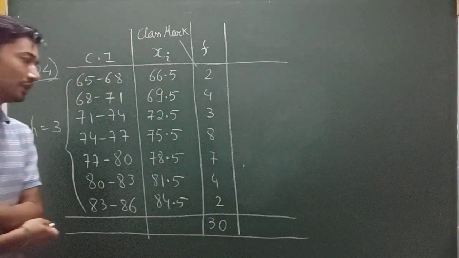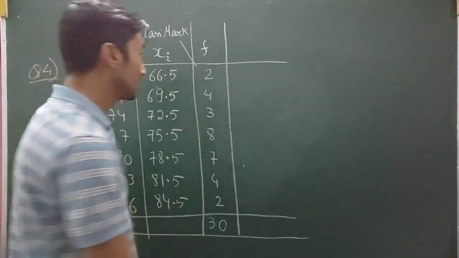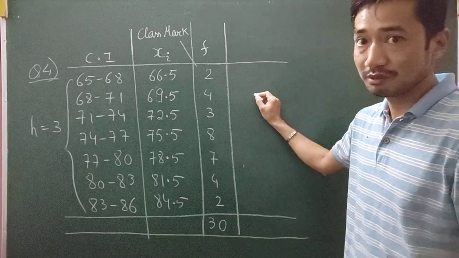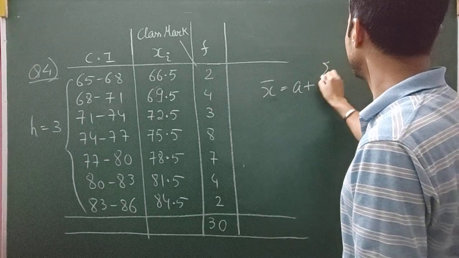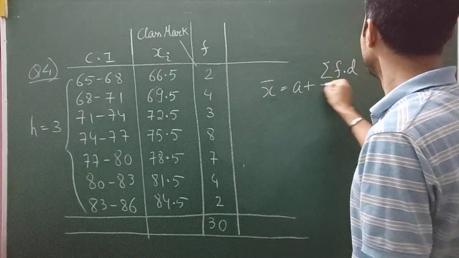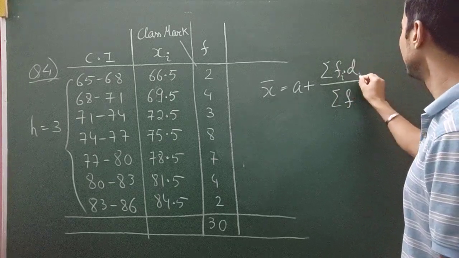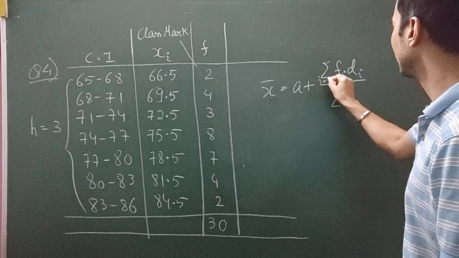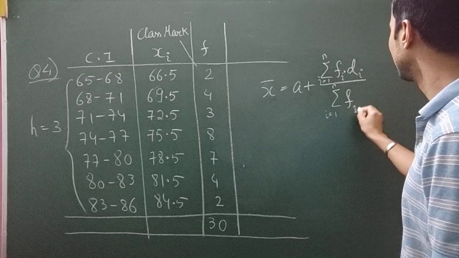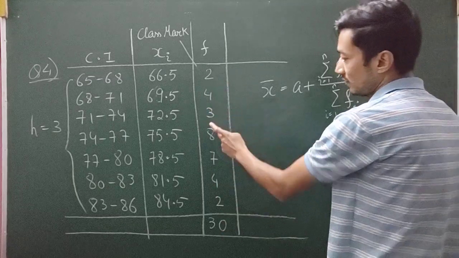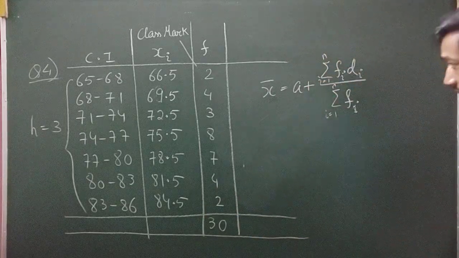If you had to do the direct method, then you just multiply f into x. Now the assumed mean method, the formula is this one. The mean is given by a plus summation of f into d by summation of f. Of course, it's fi into di, 1 to n. This is also 1 to n, the total of the frequency. So here, how many? 1, 2, 3, 4, 5, 6, 7, 8. We have 8, so it's going from 1 to 8.